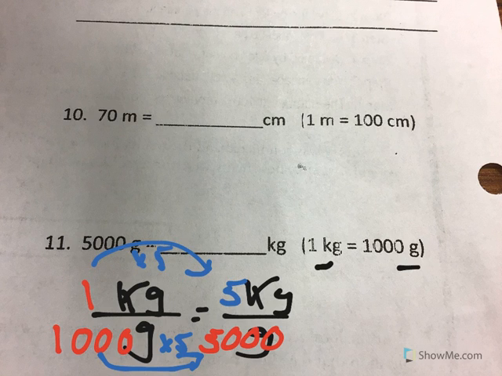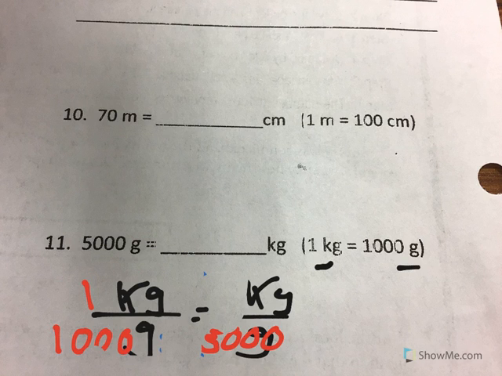If you don't want to do it this way, you would still do the same proportion, but this time you would cross multiply. You would say 1 times 5,000, 5,000, divide by 1,000, you're still going to get 5 kilograms as your answer. So again, make sure you set up the proportion.